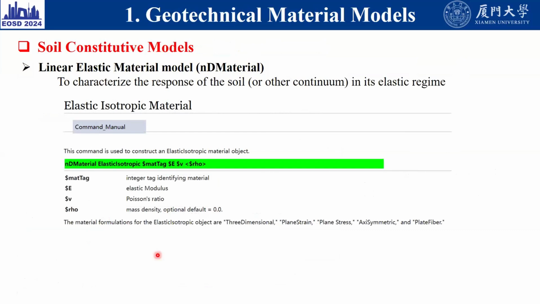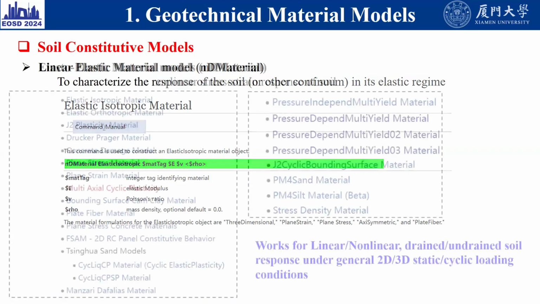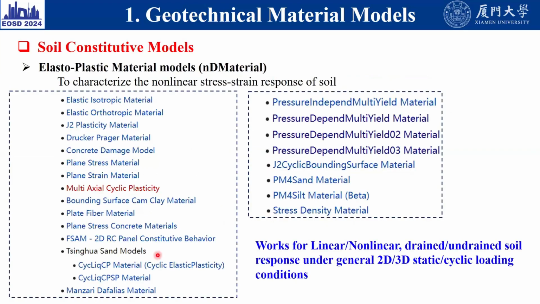So let's move on to soil constitutive models. The first one is pretty simple, the linear elastic material model, right? It characterizes the response of soil in its elastic range. It's pretty simple. You just need to define the elastic modulus and Poisson ratio. In most of our applications, we use elastoplastic material models to characterize the nonlinear stress and strain response of the soil.